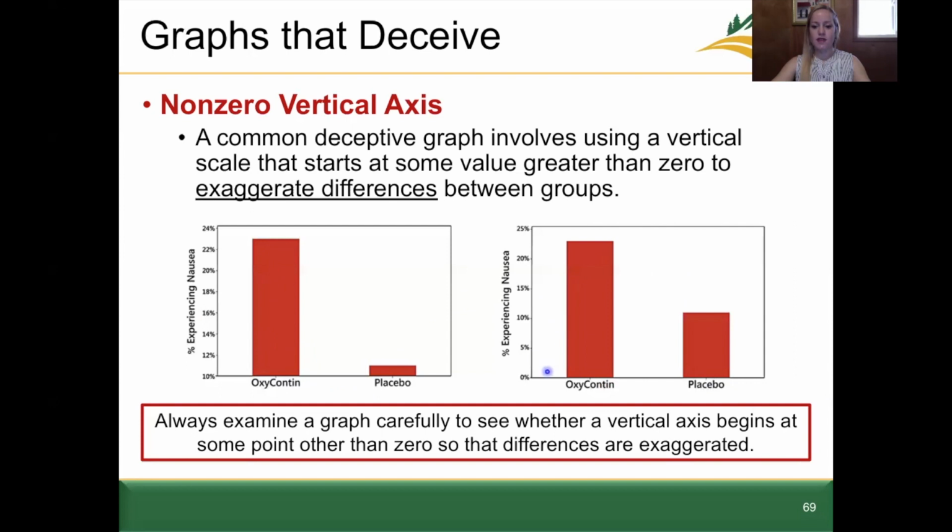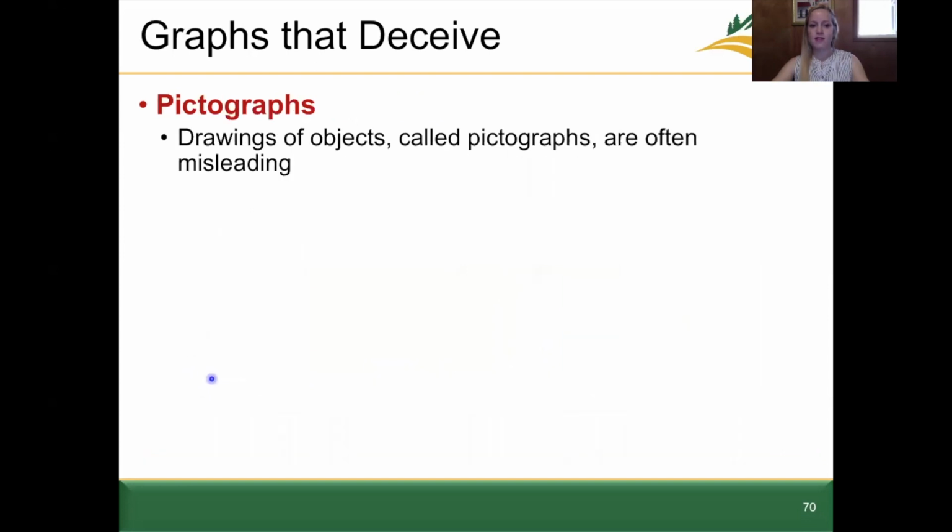So again, looking at these graphs, pay close attention to where we start our y-axis, or our vertical axis. Another way graphs can deceive is by use of pictographs. So drawings of objects, called pictographs, are often misleading.